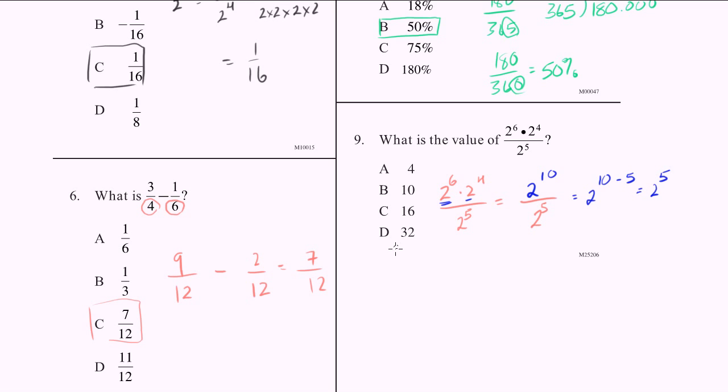And we look at our choices. We don't see 2 to the 5th, so we're actually going to have to multiply it out. 2 to the 5th is 2 times 2 times 2 times 2 times 2. 2 times itself 5 times. That's what 2 to the 5th means. So what is this? 2 times 2 is 4. 4 times 2 is 8. 8 times 2 is 16. 16 times 2 is 32. So that is our answer, D.